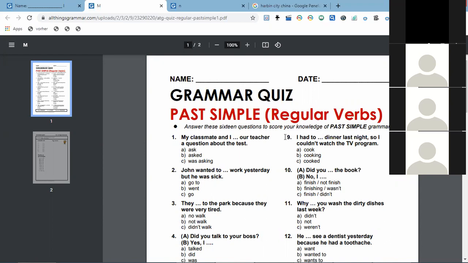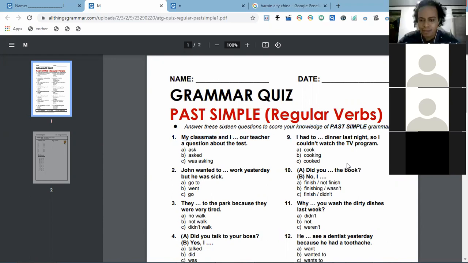Okay. Number nine, Anya. I had to blah blah blah dinner last night, so I couldn't watch the TV program. I think the answer is cook. Sorry, cook, option A or option C? Anya: A, kakak. Option A.